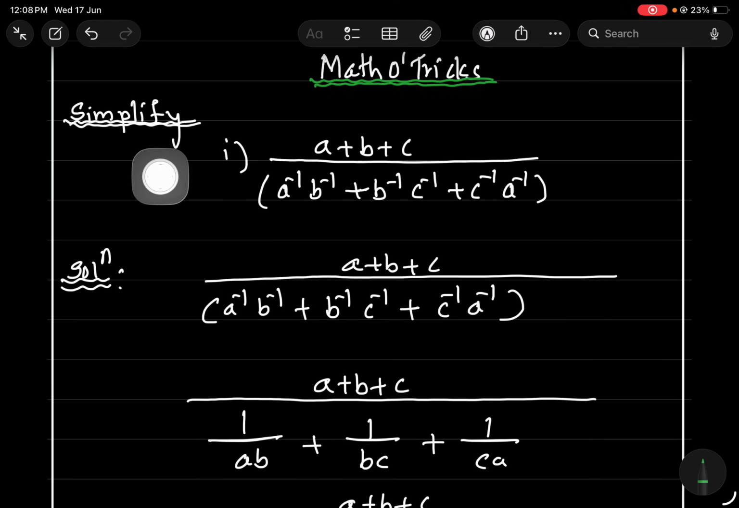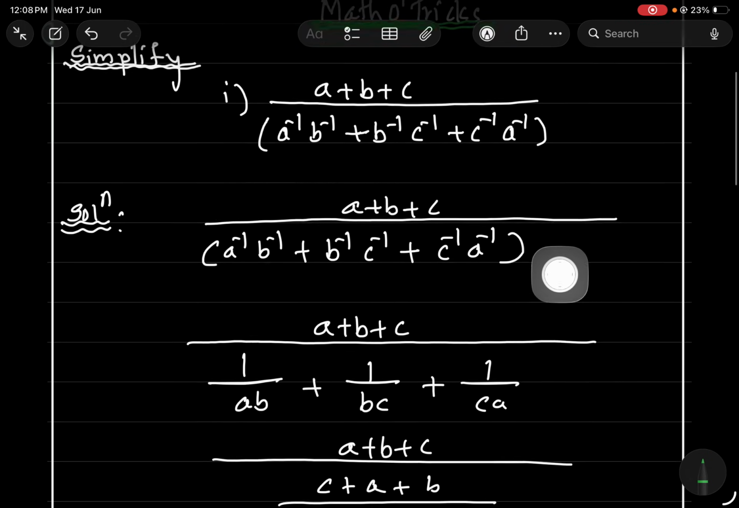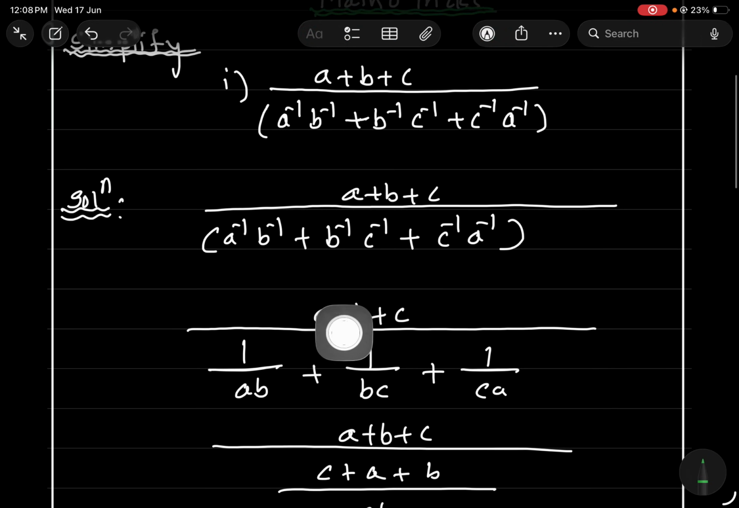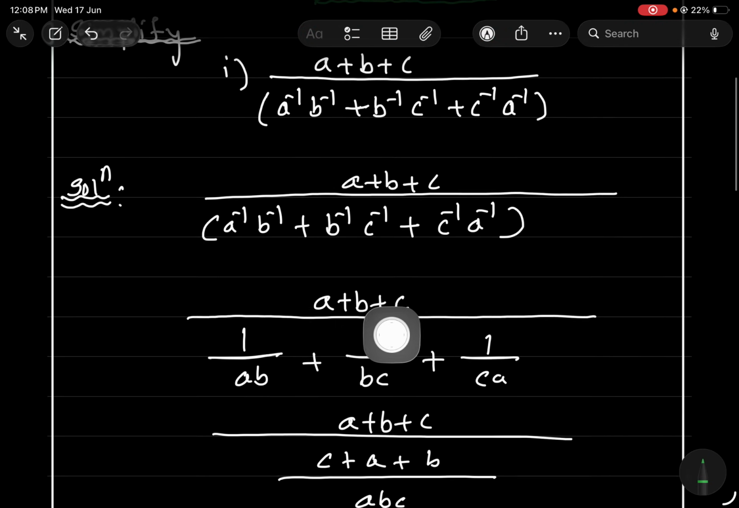Now in this video we'll see how to simplify (a + b + c) upon (a^-1 b^-1 + b^-1 c^-1 + c^-1 a^-1). This problem we are writing as it is. Now see here, a + b + c as it is.